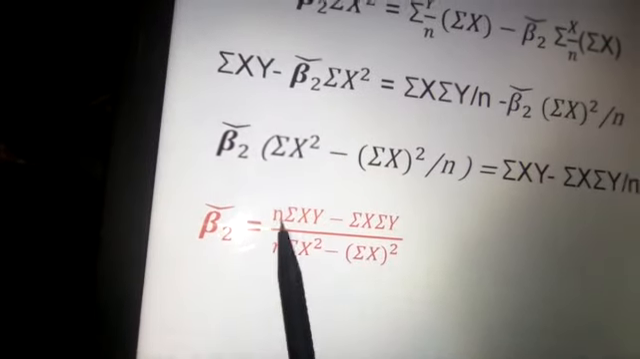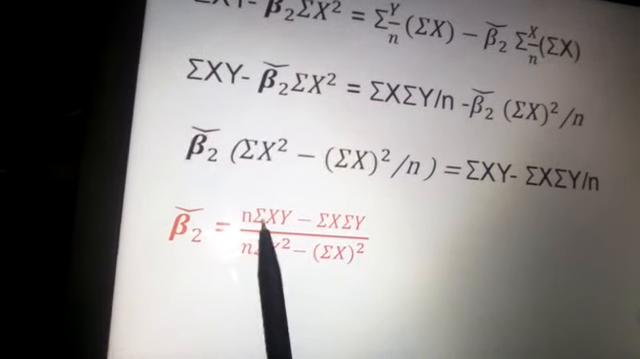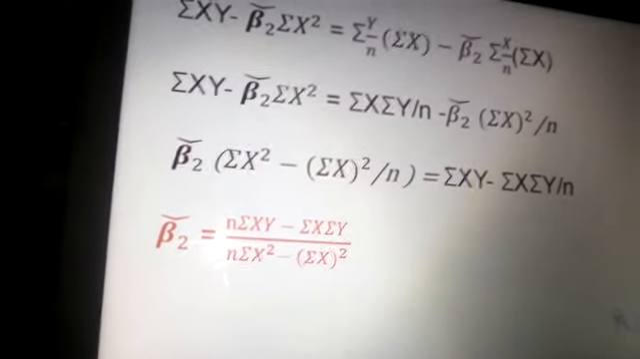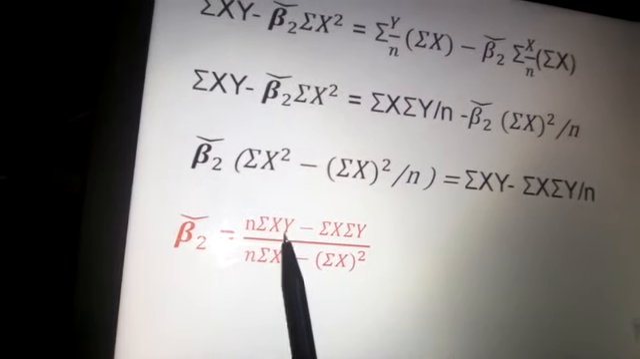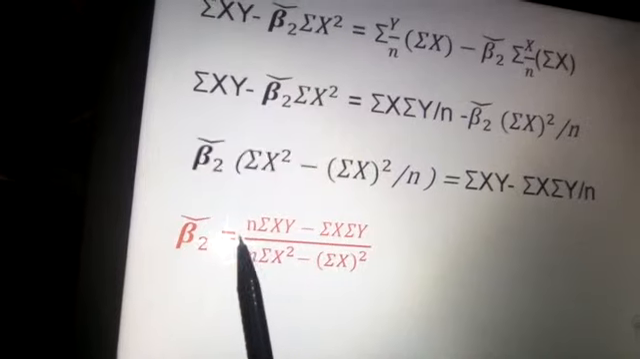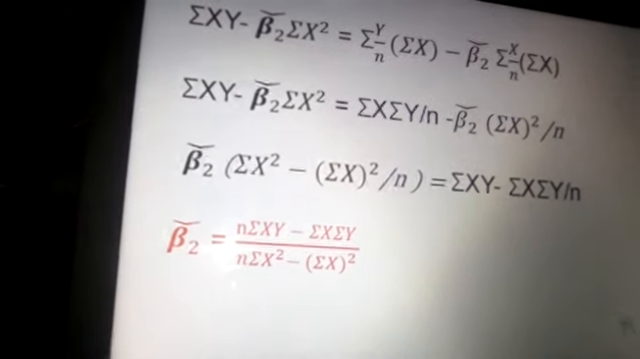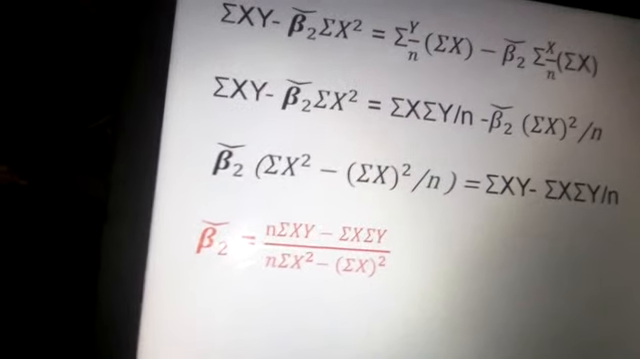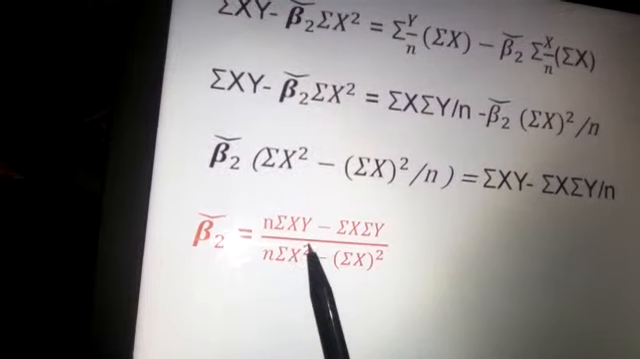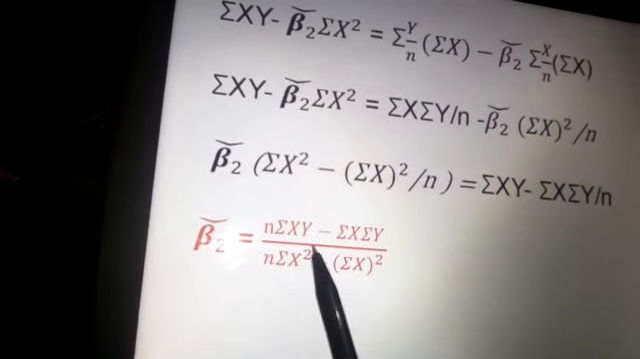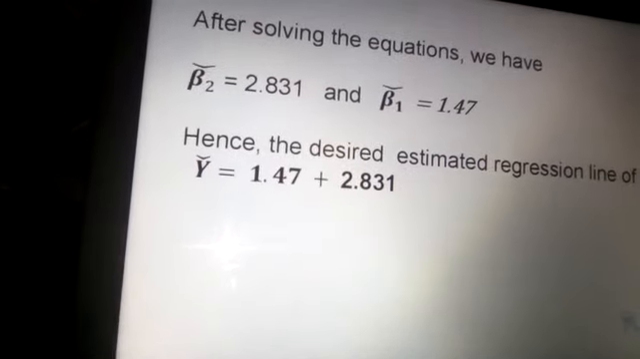So we will put the value of n summation xy minus summation. You will take the sum of xy first by multiplying the x and y columns, then take the summation, and then multiply with n. N is the number of values included, right? Similarly, summation x means the sum of x, summation y means the sum of y. Similarly, for x square you will take the value x square first, and then take the summation. After putting the values, you will get the value of beta 2.